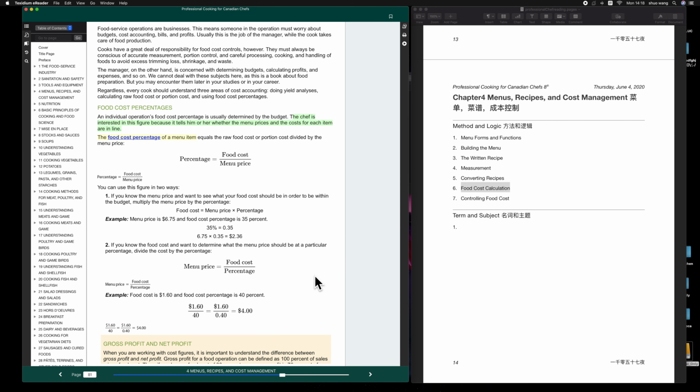You can use the figures in 2 ways. Number 1, if you know the menu price and want to see what your food cost should be in order to be within the budget, multiply the menu price by the percentage. Number 2, if you know the food cost and want to determine what the menu price should be at a particular percentage, divide the cost by the percentage.